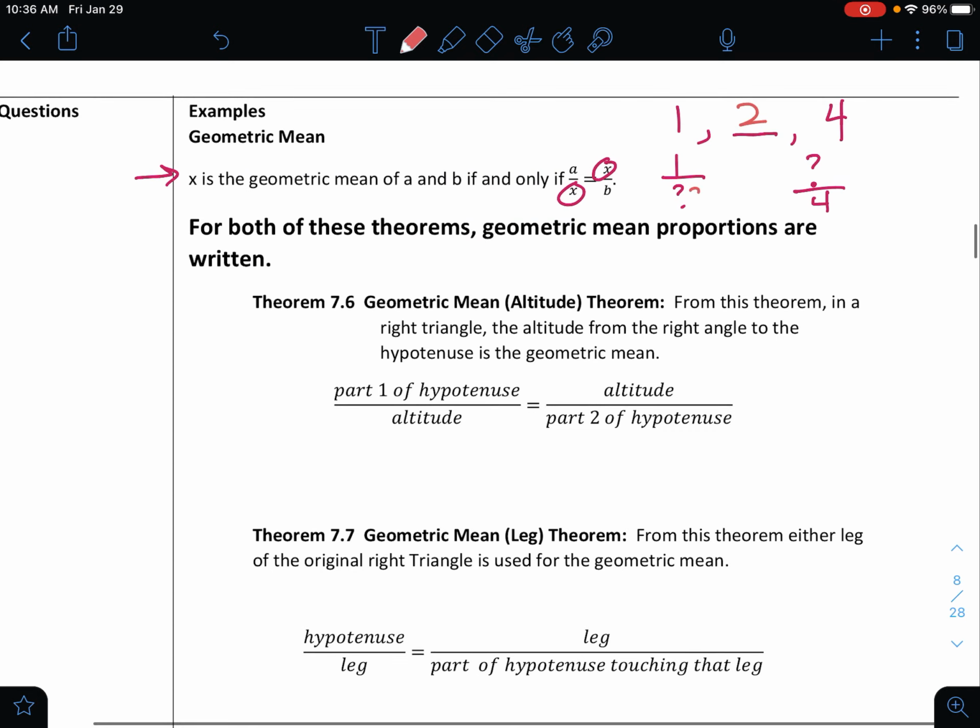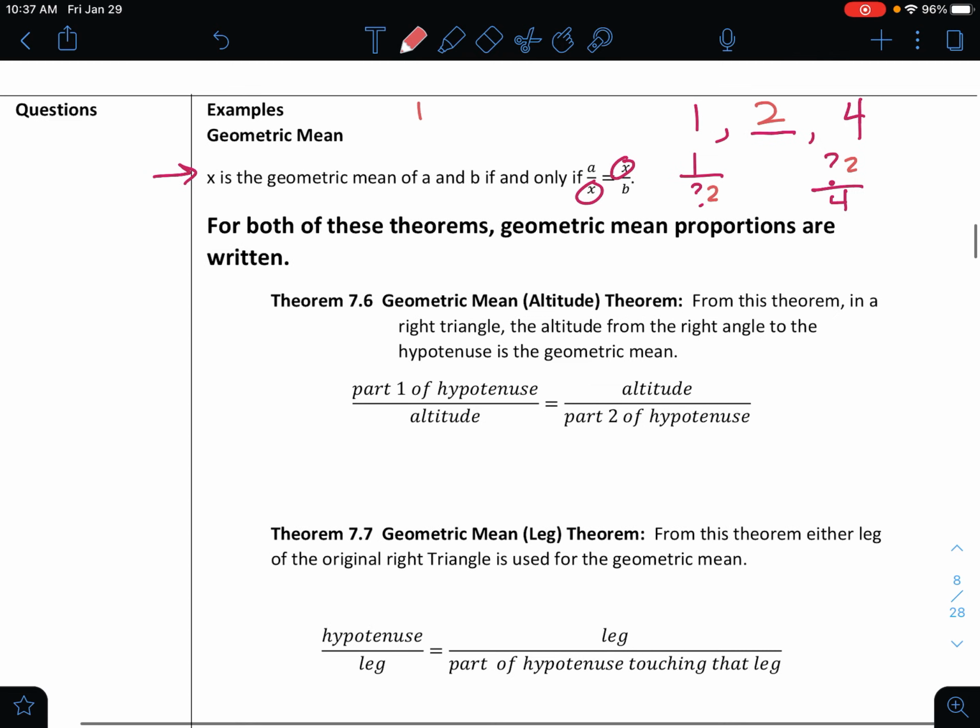You probably could come up with the fact that the number we're looking for is 2, because 1 over 2 is a half, and 2 over 4 also reduces to a half. A quick way to find that: what if I had 1 over x equals x over 4? I could cross multiply and solve this and get 2 pretty quickly. x times x is x squared. 1 times 4 is 4. Take the square root of both sides, and we get 2.